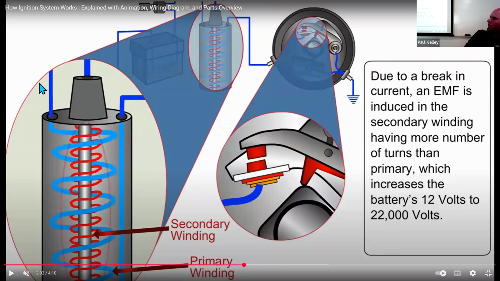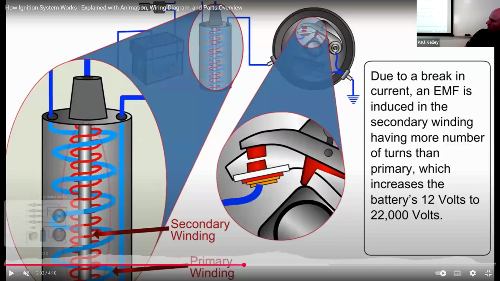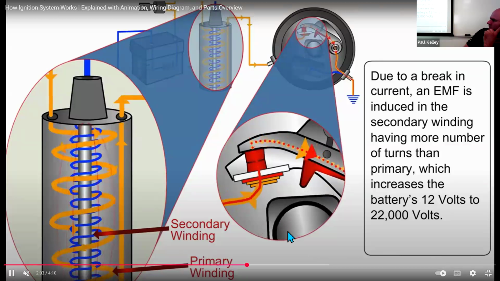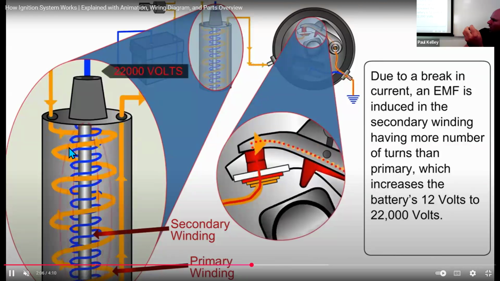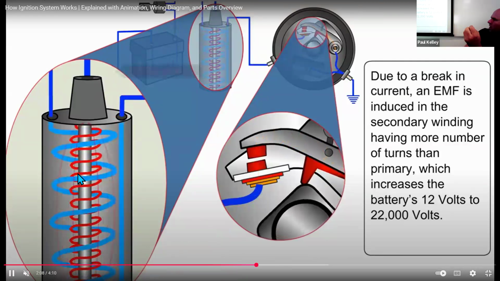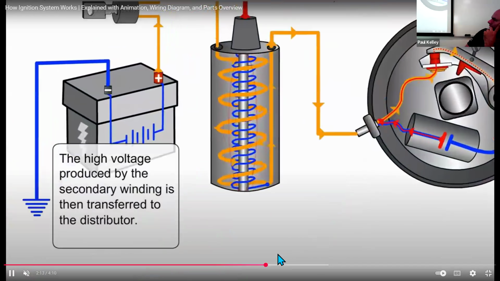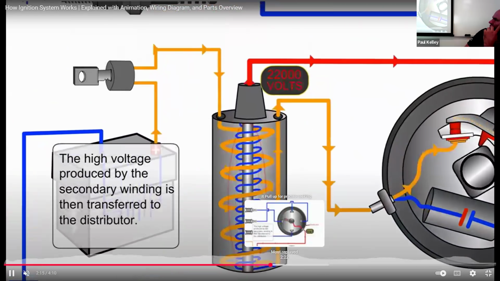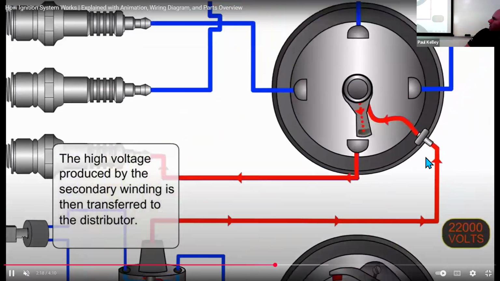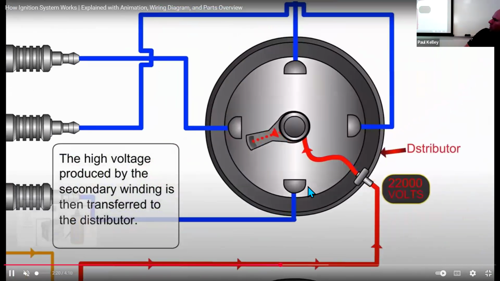All it's doing is powering the primary and then not powering the primary. The second it changes over to not powering the primary, it collapses into the secondary, makes it that 12 or 20 or 40,000 volts, right? So that's the visual. And then once it collapses and there's an excessive amount of current in the secondary, that secondary's got to go somewhere, right? And that's kind of what we're saying here. 22,000 in this case. Boom, it's going to go over to the distributor.